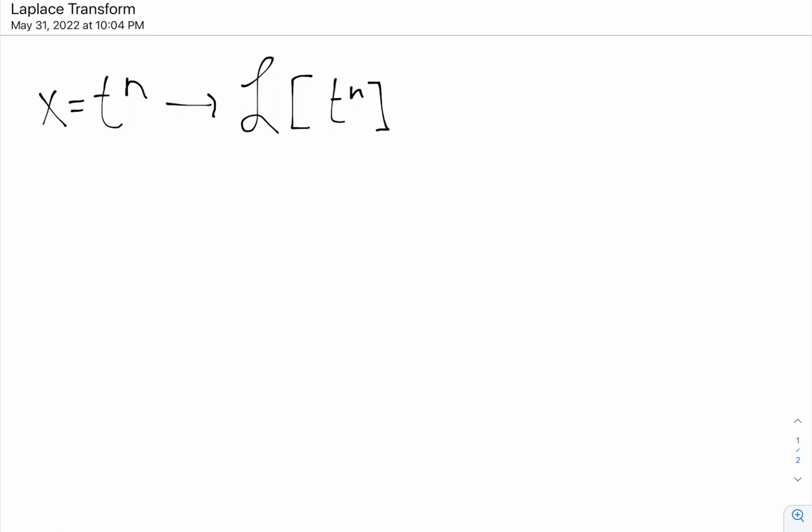okay, this takes something in the domain of t. n is just some constant. We're going to say it's greater than 1, and it's going to transform it into the s domain. So this is what we call capital F of s. I don't know if you remember, but capital F typically stands for an antiderivative. So this is the antiderivative function involving s.